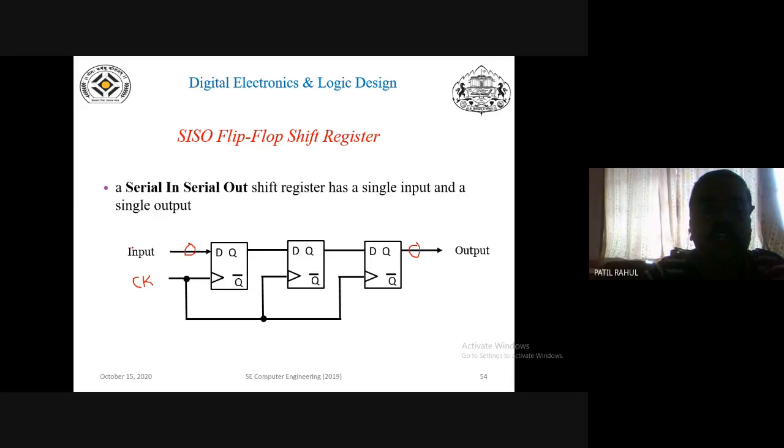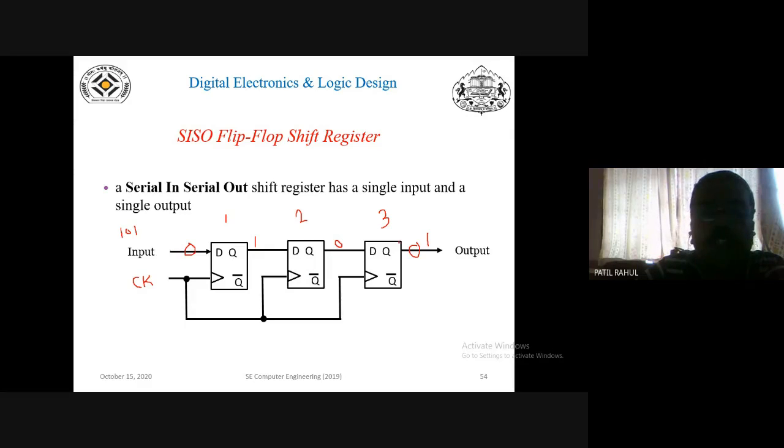Suppose you want to transfer the data 1, 0 and 1. Here we are using three flip-flops: the first, second and third flip-flop. If you want to transfer 3-bit information, you can use 3 D flip-flops. When one clock pulse is completed, the output of the first D flip-flop is 1, the second is 0, and the third is 1.